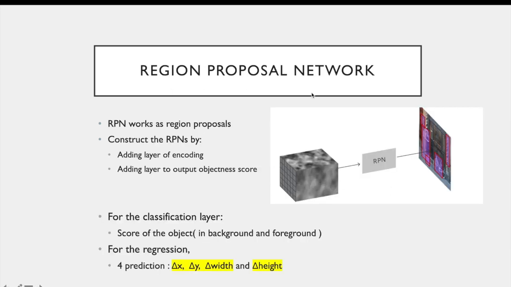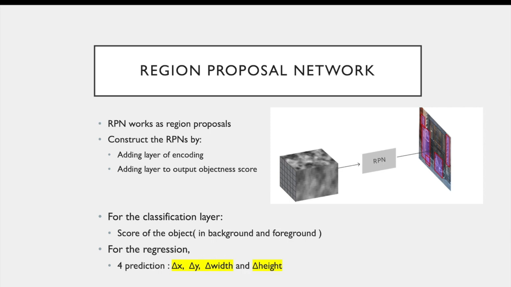Region Proposal Network, which is known as RPN, predicts the possibility of an anchor being the background or the foreground, and we refine the anchor accordingly. Construct the RPN by adding 2 additional conv layers, one that encodes each conv map position into a short feature vector, and the second layer at each conv map position outputs the objectness.